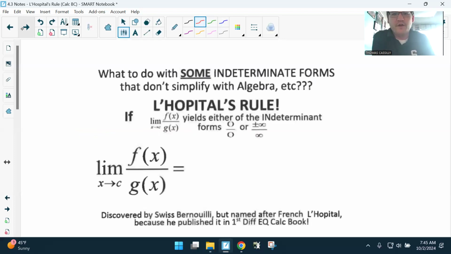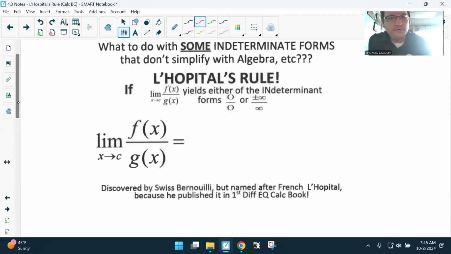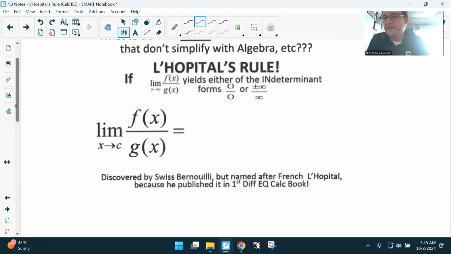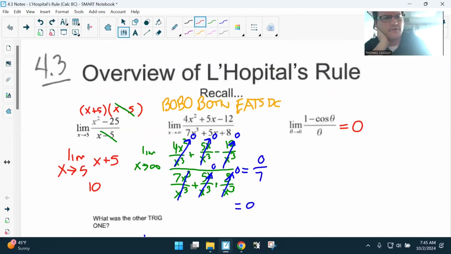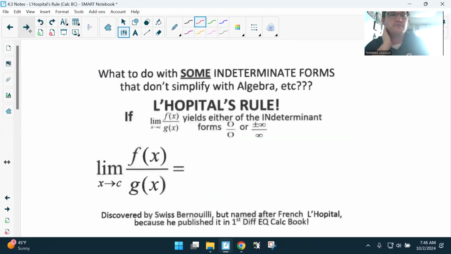If that happens, we can use L'Hopital's rule. All right, so L'Hopital's rule, it does make our lives a little bit easier. So let's say we take a limit as x approaches c. C is just some number. Let's say we get a 0 on the top and we get a 0 on the bottom. So let's look at this guy right here. If we plugged in 5 here, you get 25 minus 25 is 0, and then 5 minus 5 also 0, right? So we got a 0 on top, 0 on bottom.